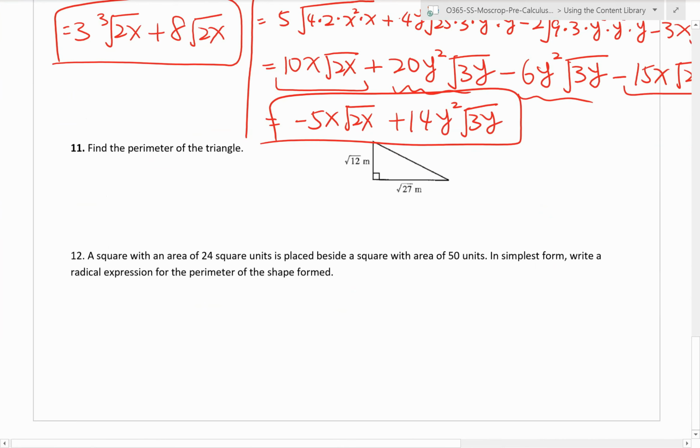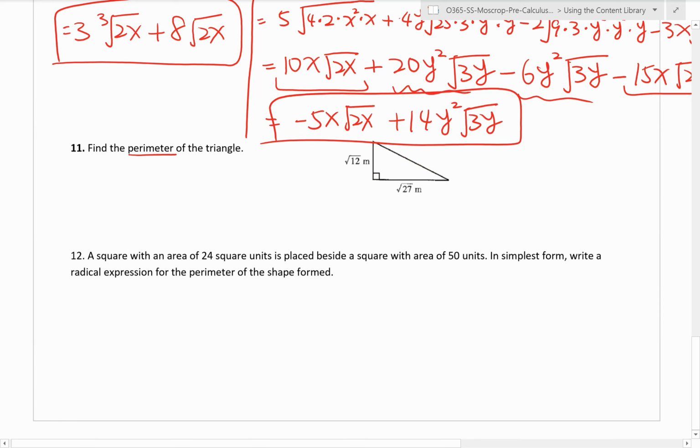Find the perimeter of the triangle. So this you need to use Pythagorean theorem. Okay, because again, hopefully you remember what perimeter means. Perimeter means you add up all the sides of an enclosed shape. So the perimeter of this triangle will be this plus that, right? You add up all the sides.